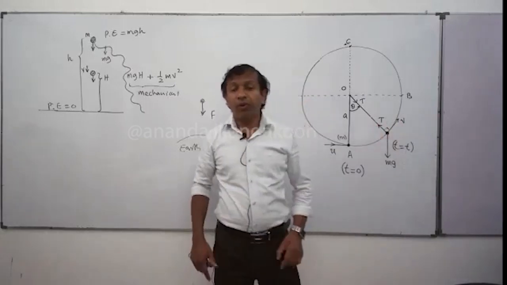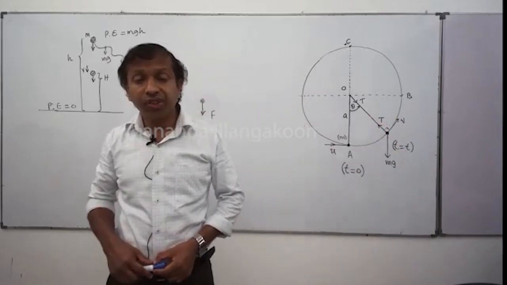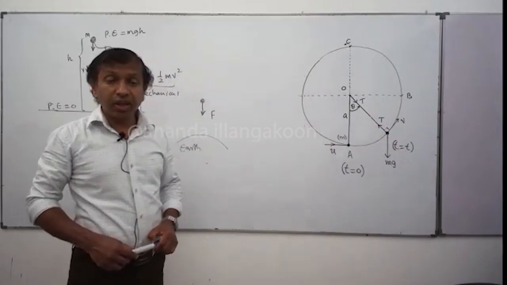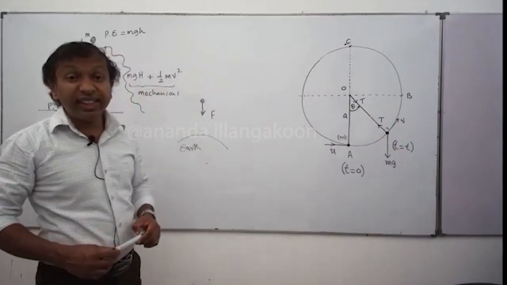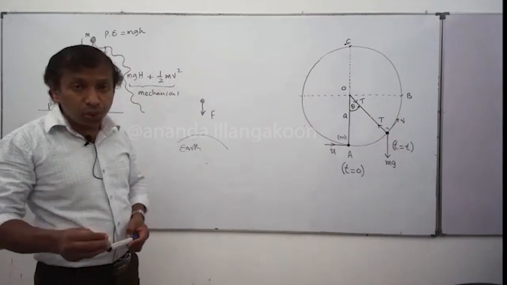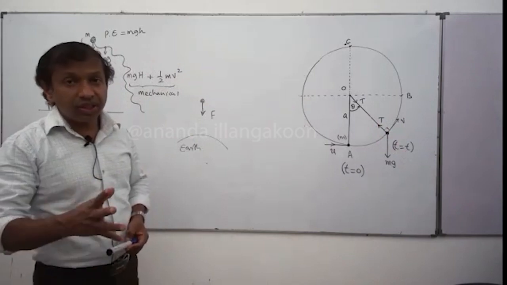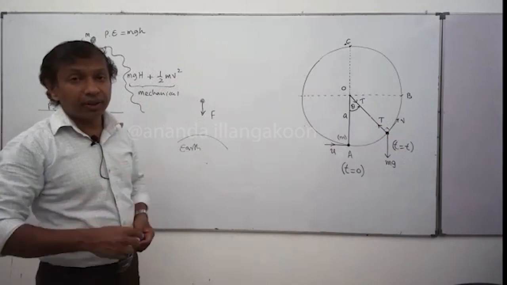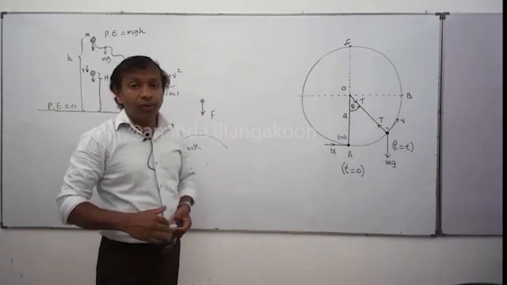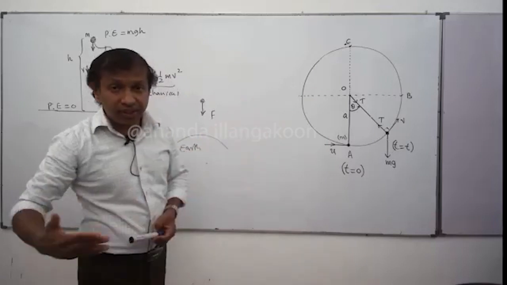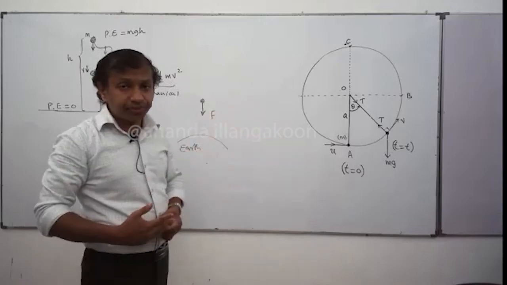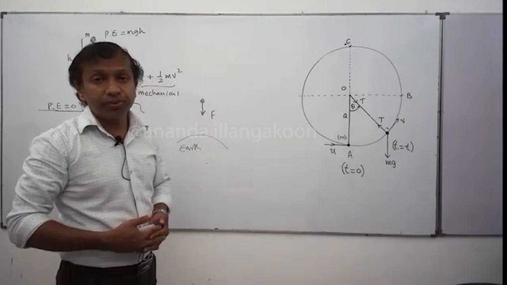Therefore, while the particle is moving on the circle, the external force tension T does not do any work. That means the tension T does not give any energy. Work means energy. The tension T does not give any energy to the particle because it is perpendicular to the direction of motion of the particle. The particle will have displacement along the tangent of the circle, with no component by the tension. Therefore, tension T does not do any work.